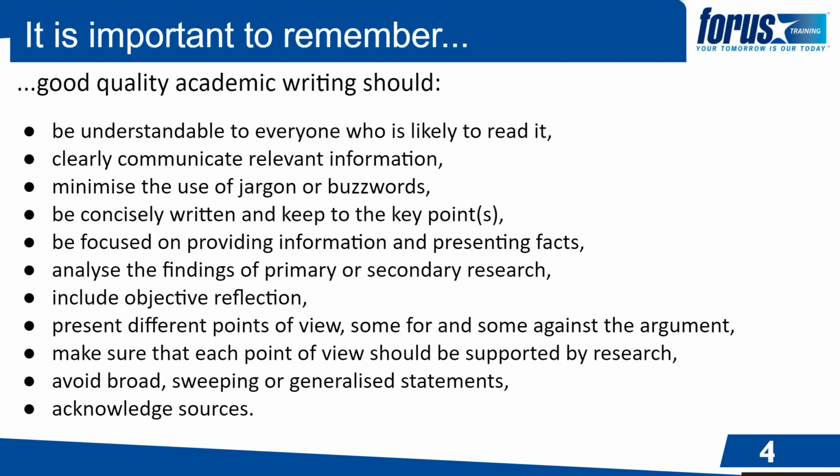It is important to remember, good quality academic writing should be understandable to everyone who is likely to read it, clearly communicate relevant information, minimise the use of jargon or buzzwords, be concisely written and keep to the key points, be focused on providing information and presenting facts, analyse the findings of primary or secondary research, include objective reflection, present different points of view, some for and some against the argument, make sure that each point of view is supported by research, avoid broad, sweeping or generalised statements, and acknowledge sources.